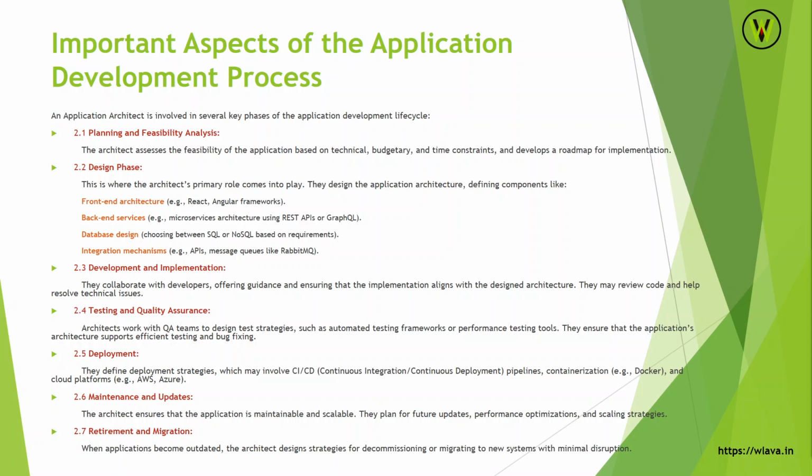2.5 Deployment. They define deployment strategies, which may involve CI/CD, continuous integration / continuous deployment, pipelines, containerization, for example, Docker, and cloud platforms, for example, Azure. 2.6 Maintenance and updates. The architect ensures that the application is maintainable and scalable. They plan for future updates, performance optimizations, and scaling strategies. 2.7 Retirement and migration. When applications become outdated, the architect designs strategies for decommissioning or migrating to new systems with minimal disruption.